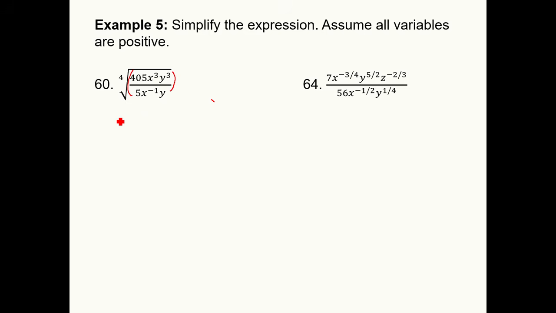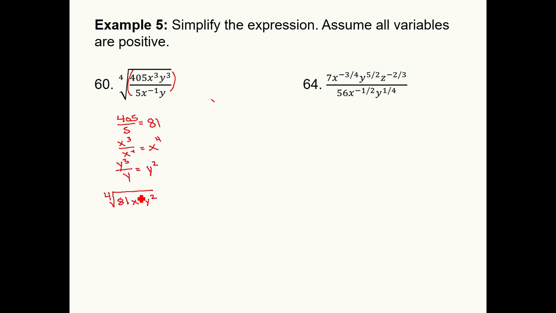Hidden within, I can see 405 over 5. And we did that in an earlier example. It's 81. I've also got x cubed over x to the negative first. That is x to the 3 minus negative 1, x to the fourth, our division of powers property. And lastly, I've also got y cubed over y. Well, if I divide away one of those y's, it's like y to the 3 minus 1 power. I'm just going to have y to the second. So my problem looks like the fourth root of 81 times x to the fourth times y to the second.